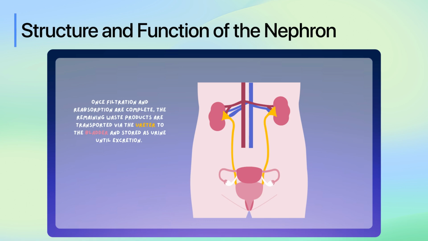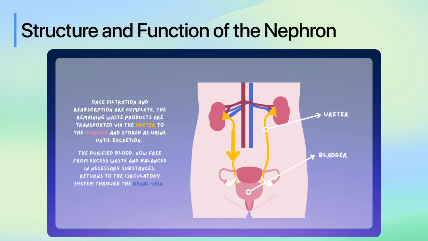Once filtration and reabsorption are complete, the remaining waste products are transported via the ureter to the bladder and stored as urine until excretion. The purified blood, now free from excess waste and balanced in necessary substances, returns to the circulatory system through the renal vein.